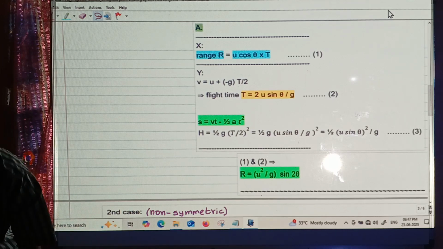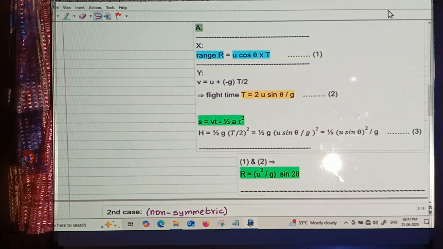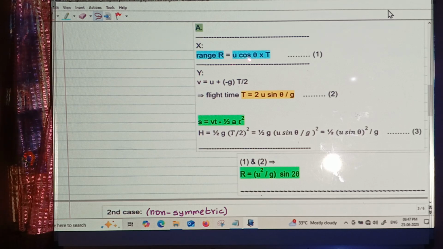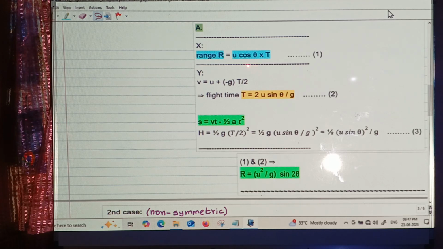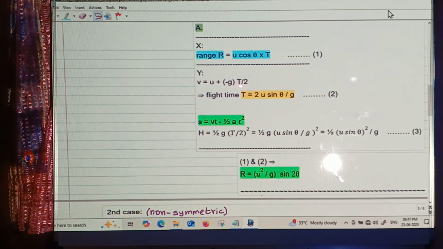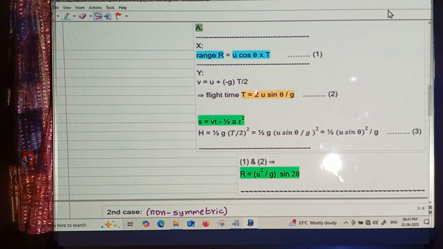So this is what I explained here. In the first case, the range is u cos theta, the x direction velocity, and in the x direction the motion is uniform velocity motion because there is no force in the x direction. The only force is due to gravity, that's in the y direction. So the range is u cos theta into the flight time. To get the flight time, this is the standard way. The vertical motion, v equal to u plus at, and time to go from the ground to the maximum height point is t by 2. And acceleration is minus g because downward direction, upward direction is taken as positive. So flight time is this one.